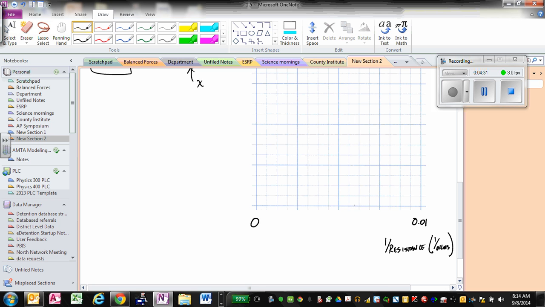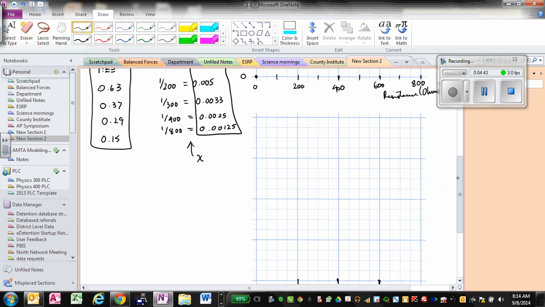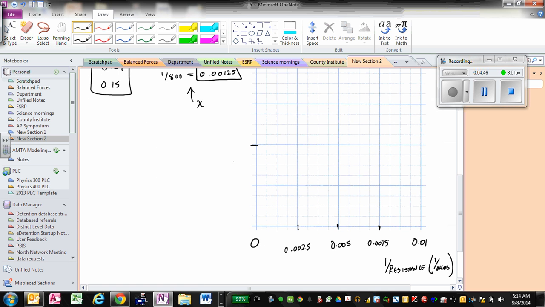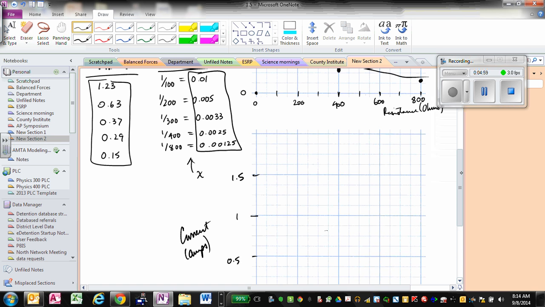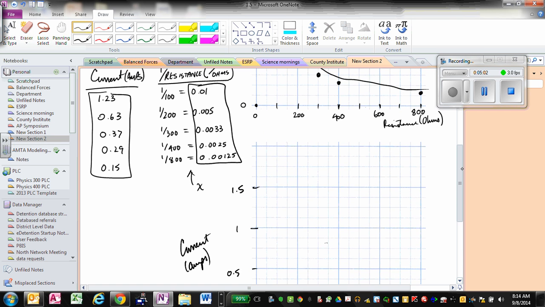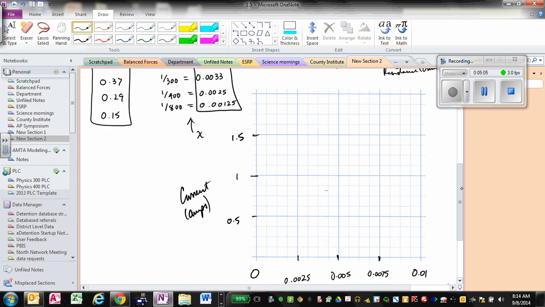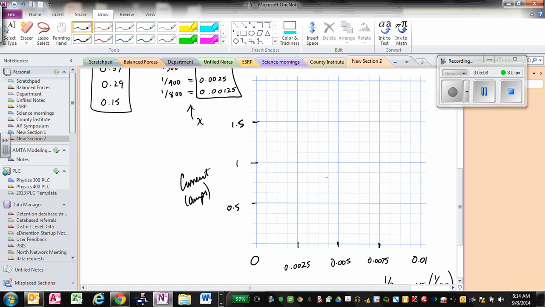Okay, so if that's 0.01, this is half of that. And I'm going to keep my y-axis the same. I've made this 1, and then this would be 0.5, 1.5, and all my data will fit there. And that's current in amps. Okay, so my first data point for resistance is 0.01, which is the largest value, and the current is 1.23. So 1.25 is about there, 1.23 is here.